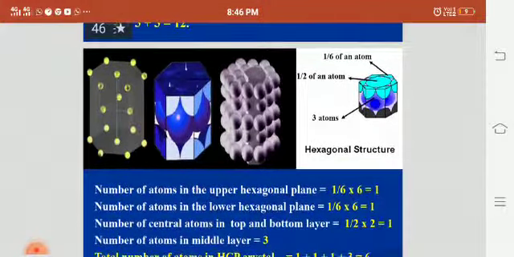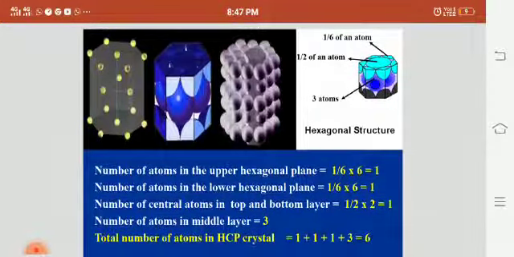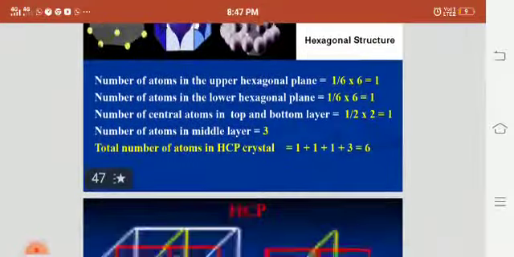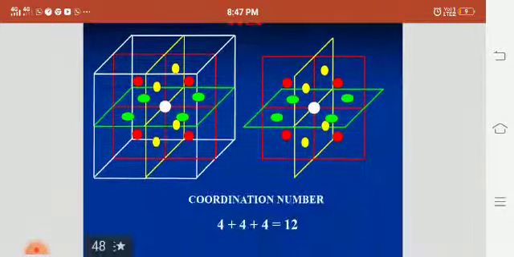The central atoms in the top and bottom layer, placed at the center of the layer, number 2, and each is shared by another unit cell. So it is 1 by 2 into 2 is equal to 1. And the number of atoms in the middle layer, which are not shared by any other unit cell, is 3. So totally there are 1 plus 1 plus 1 plus 3, that is equal to 6 atoms. So the total number of atoms in the HCP crystal is 6. Here we can see the coordination number diagram.